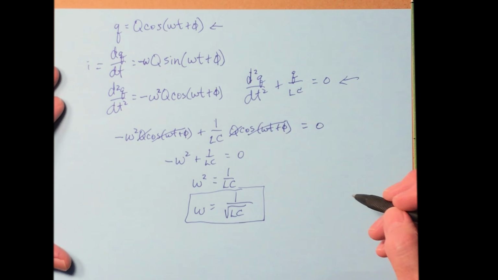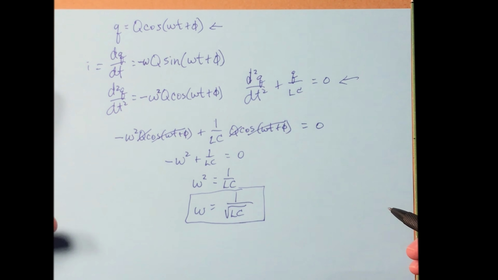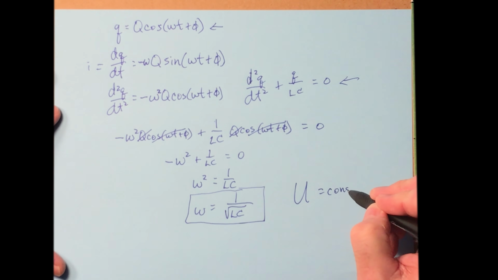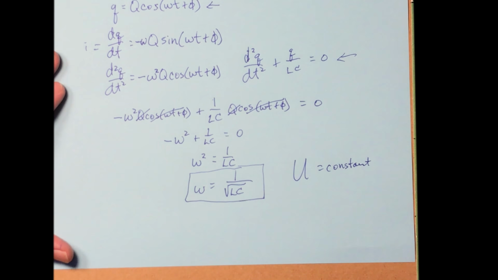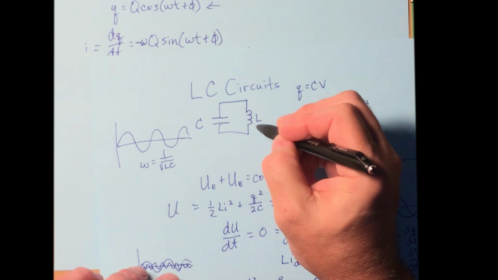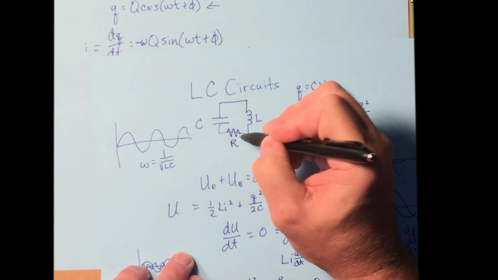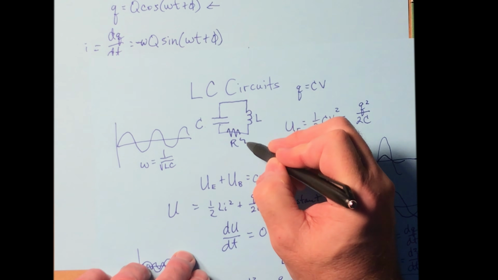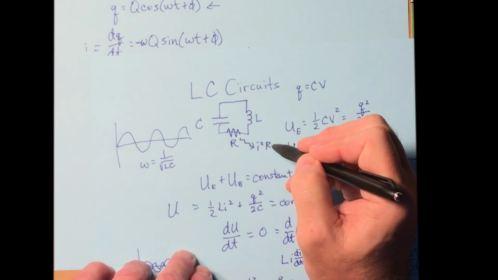Now, we have assumed here that there is no resistance. We have a simple LC circuit and there was no resistance, and we said that the total energy U was a constant. Now, if we were to take our LC circuit, let's go back here, and add a resistor in here, well, what's going to happen? The resistor heats up when it has a current going through it, and it dissipates away energy at a rate of I squared R.